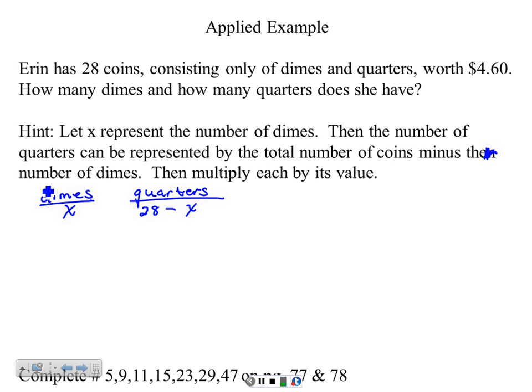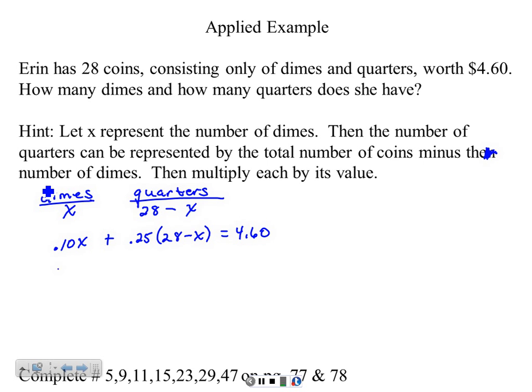And so what you're going to have to do is multiply each one of these by its place value and then set it equal to 4.60. So the place value of dimes is going to be 0.10, so you're going to have 0.10x, and then the value of quarters is going to be 0.25 times 28 minus x, and that has to be equal to $4.60. And if you add these two together, you should get $4.60.